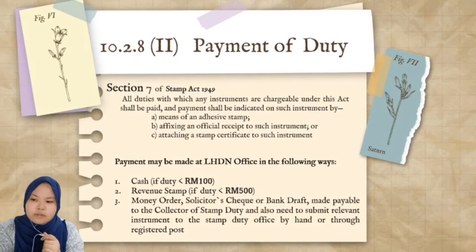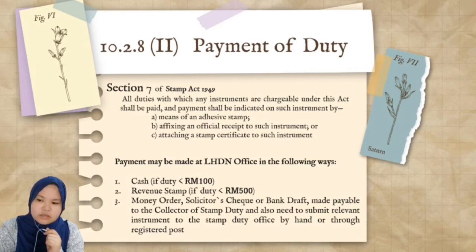Payment of duty may be made at the LHDN office in the following ways. If the duty is less than 100, it can be made by cash, and it can be made by revenue stamp if the duty is less than 500. The other way is by money order, solicitor's cheque, or bank draft made payable to the Collector of Stamp Duty, and the relevant instrument needs to be submitted to the stamp duty office by hand or through registered post.